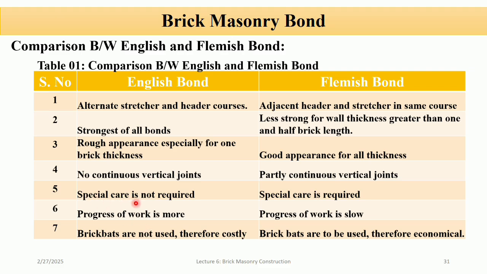So special care is not required in English bond, but in Flemish bond, special care is required. In English bond, the progress of work is more, and in Flemish bond, the progress of work is low. In English bond, brickbats are not used, therefore it is costly. And in Flemish bond we use brickbats, so it is an economical bond.